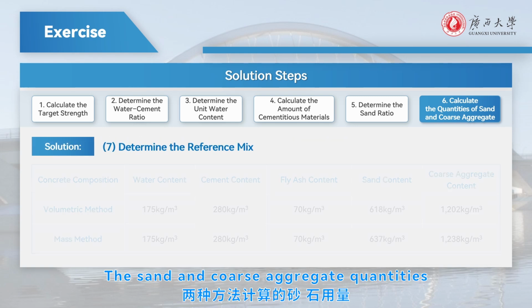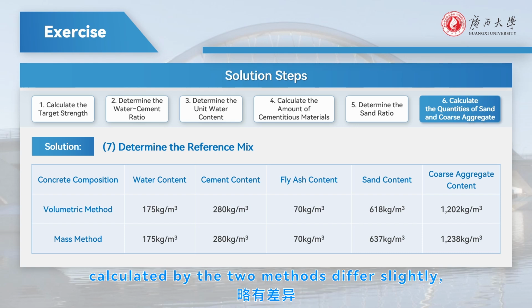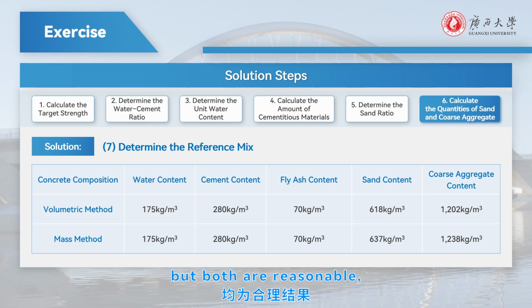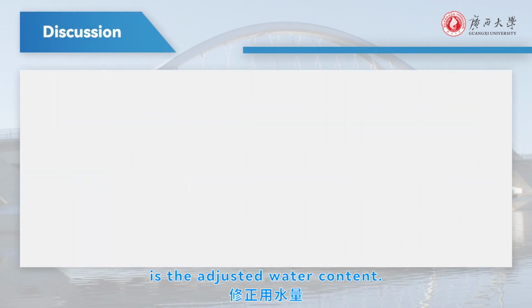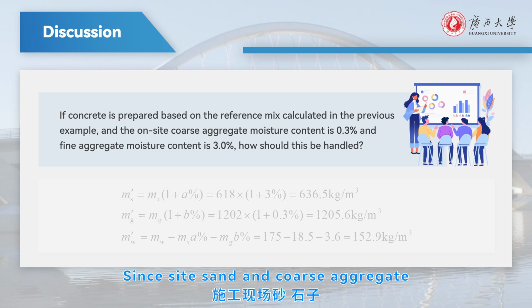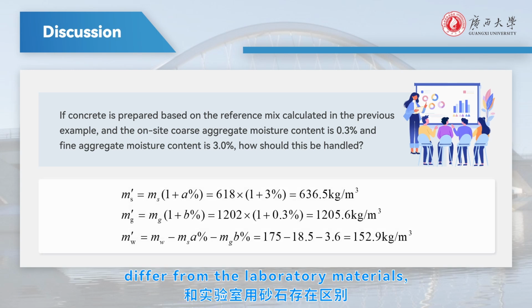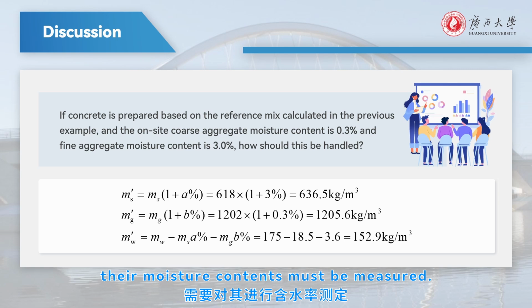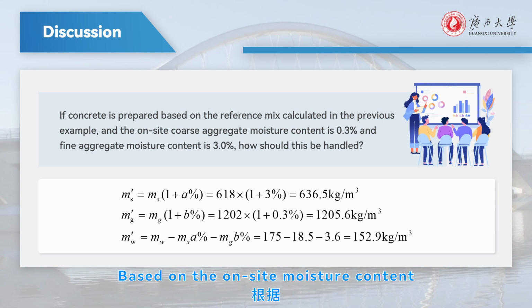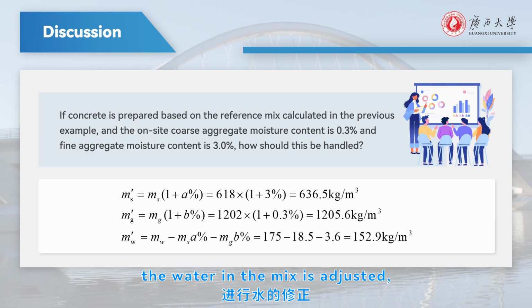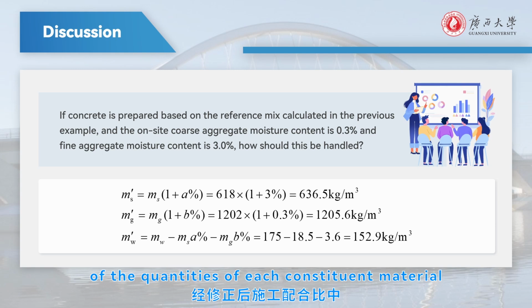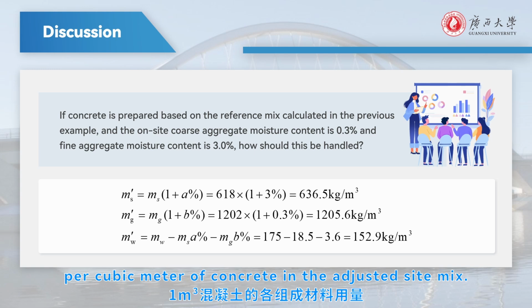Result explanation: the sand and coarse aggregate quantities calculated by the two methods differ slightly, but both are reasonable, and the final reference mix is determined based on these results. The key point for site mix design is the adjusted water content. Since site sand and coarse aggregate differ from the laboratory materials, their moisture contents must be measured. Based on the on-site moisture content of the sand and aggregate, denoted as A% and B%, respectively, the water in the mix is adjusted, allowing calculation of the quantities of each constituent material per cubic meter of concrete in the adjusted site mix.